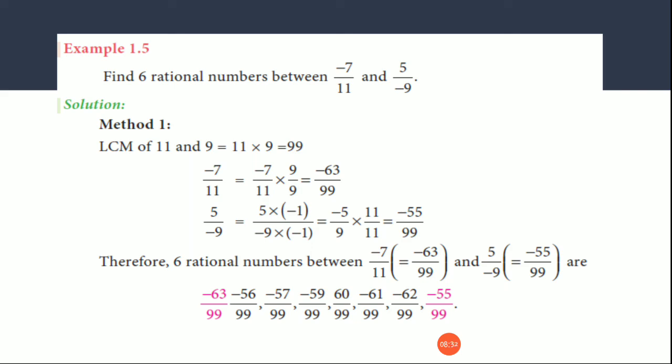You can directly write minus 63 by 99, minus 62 by 99, minus 61 by 99, minus 60 by 99, after minus 60 what will come? Minus 59, minus 58 and up to minus 55 we should write. Okay, are you clear with this sum? They are asking you to find the rational numbers between the two terms. First, you have to make the denominator the same and simply continue writing the numbers.